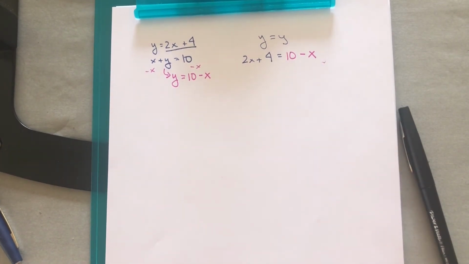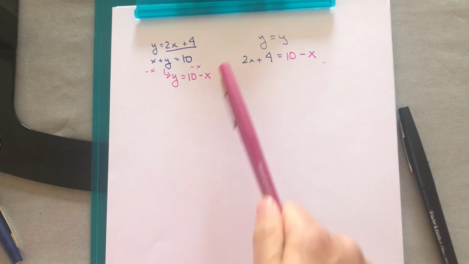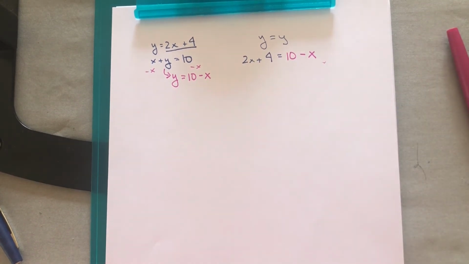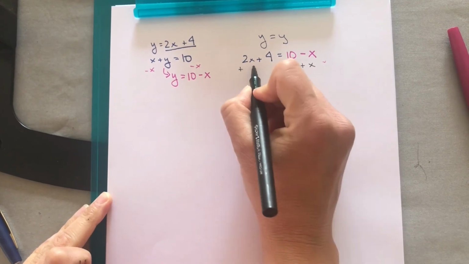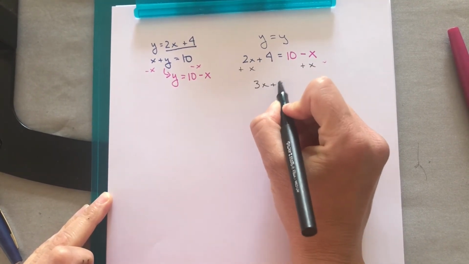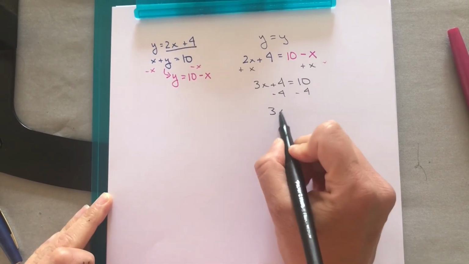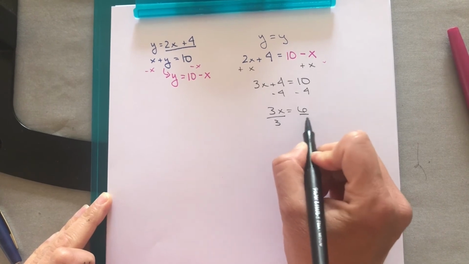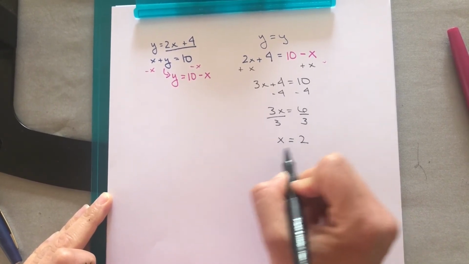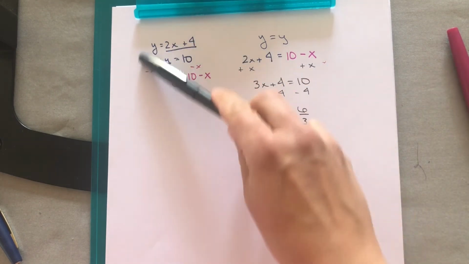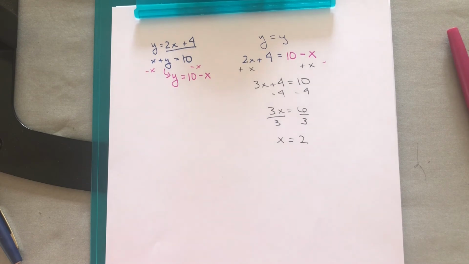So now I have an equation in one variable that I can solve, because I know that at the point where those lines cross, 2x plus 4 has to be equal to 10 minus x. So I'm going to add x to both sides. And then subtract 4. And then divide by 3. x equals 2. So based on my solving of this equation, the x value of the solution is going to be 2.